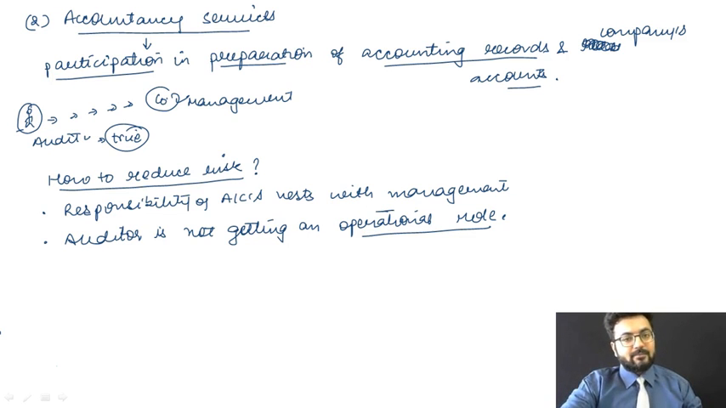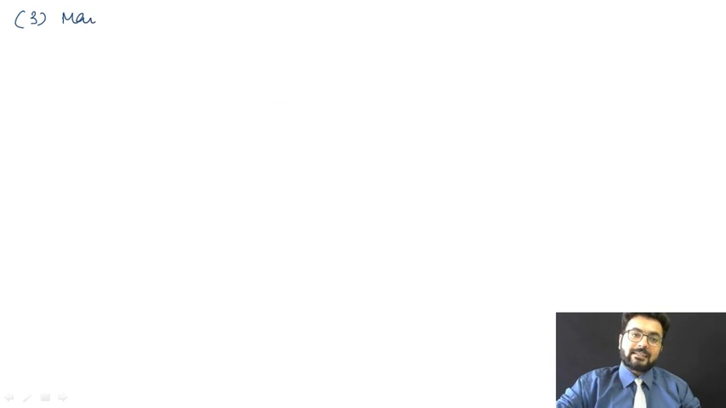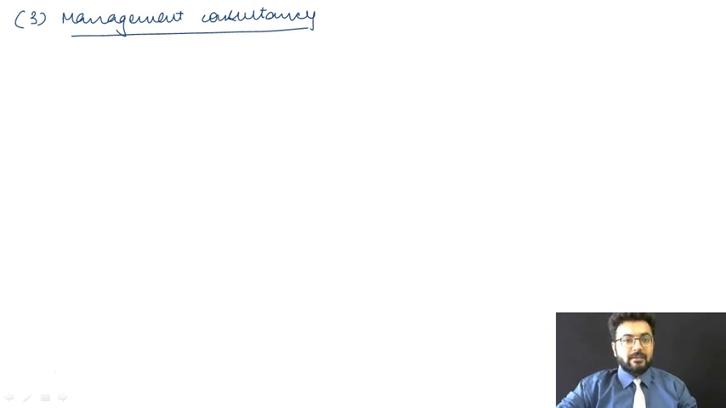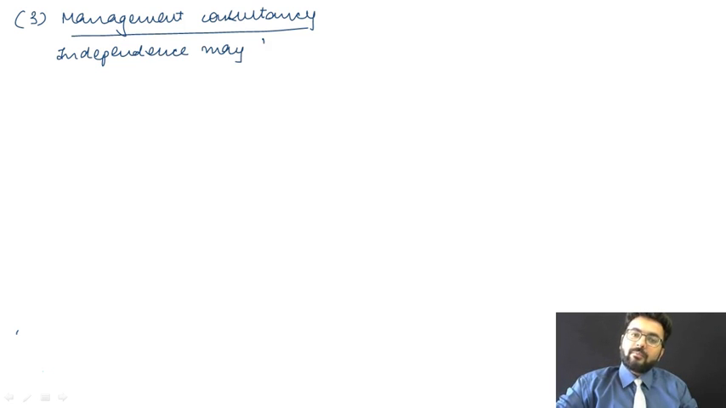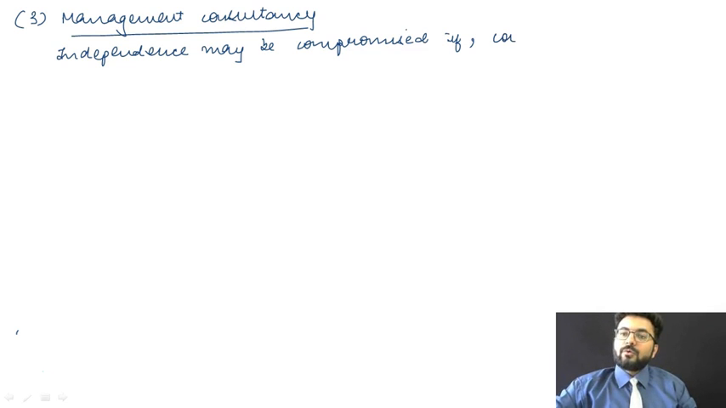Now, moving on to the next point, the third point, which is all about management consultancy. An auditor cannot render these kinds of services, they have been prohibited as per section 144 of the Companies Act. But when it comes to firms, such kind of services can be given. So independence may be compromised if a course of action is recommended to an audit client when it comes to management consultancy. You can write it as: independence may be compromised if course of action is recommended to an audit client. I will explain everything.